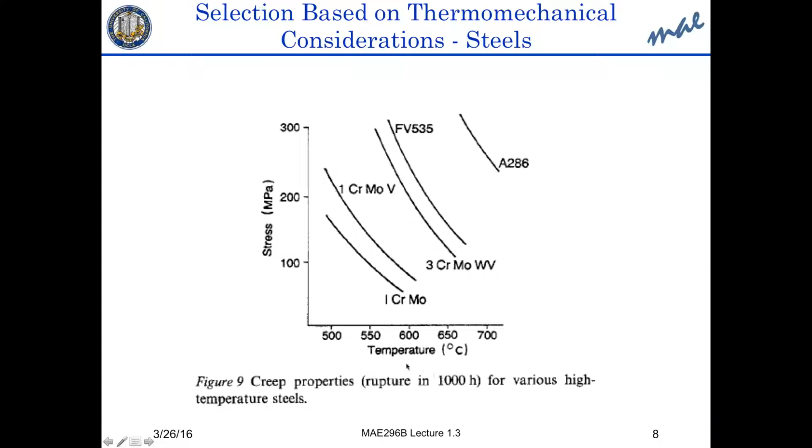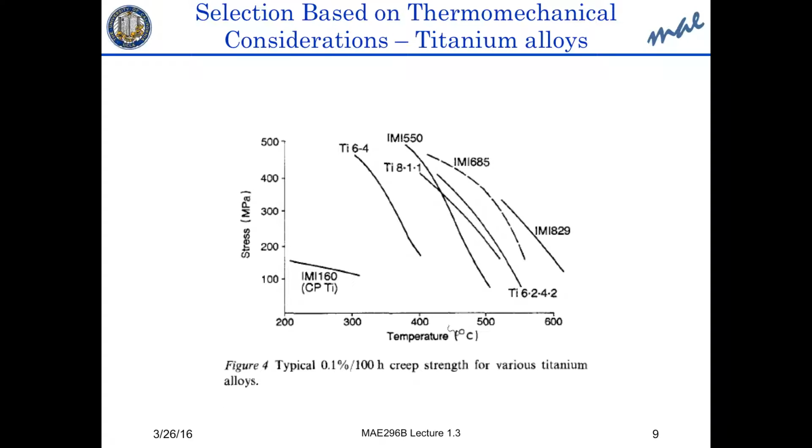So the 1,000 hour ranking gives you the stress that the material can take, 100 to 200 to 300 MPa, and the temperature between, let's say, 500 all the way to 700. So this is the range of all steels possible. It's alloy steels that are used in the power generation industry, like in tubings, pressure vessels, and the like.